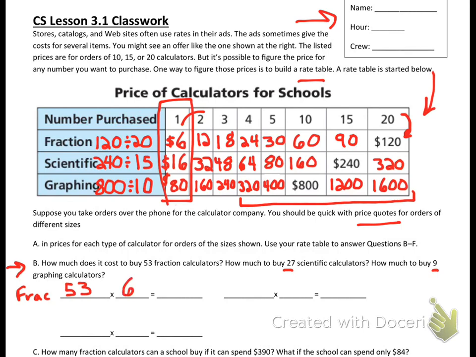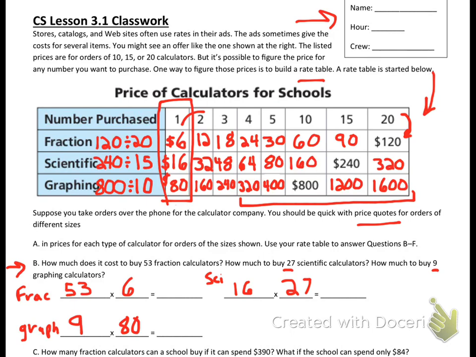$6. And then if I have my scientific calculator, each one costs $16. Does it really matter what order I multiply these in? No. But I am buying 27 of them. So I'm going to have to do 16 times 27. And then, to buy 9 graphing calculators, I do 9 times how much for each one? That's right, 80. Okay. Go ahead and raise your hand when you have the prices for all of these different calculators. Okay.